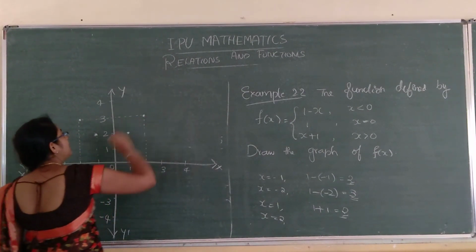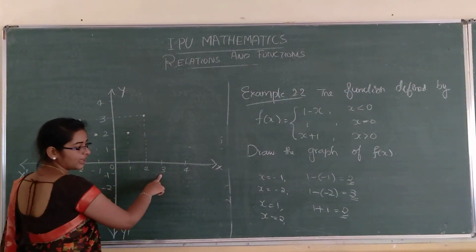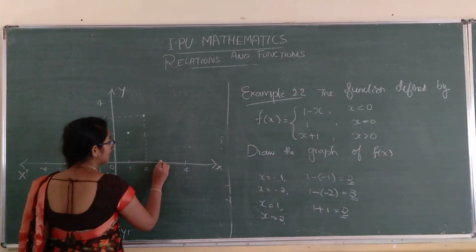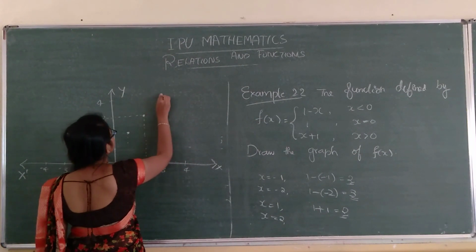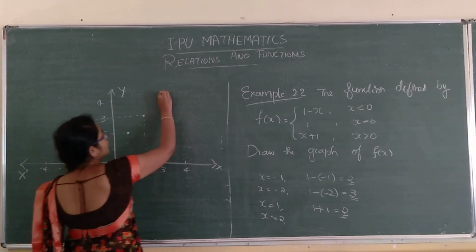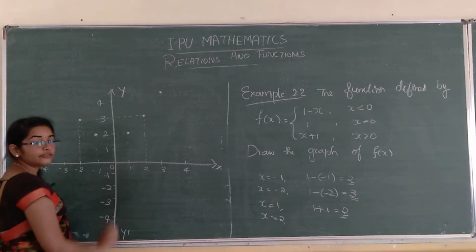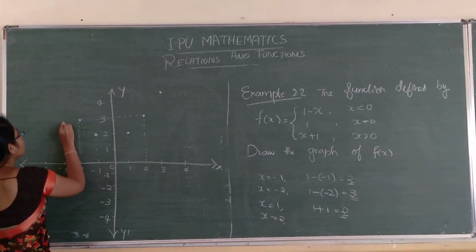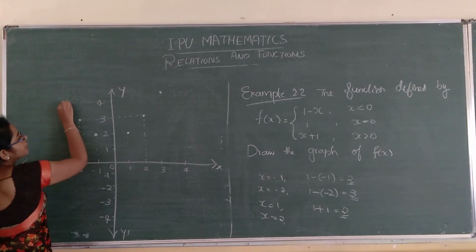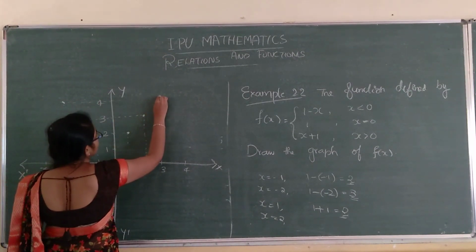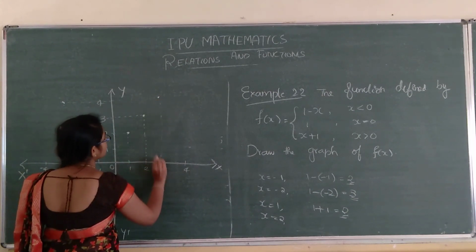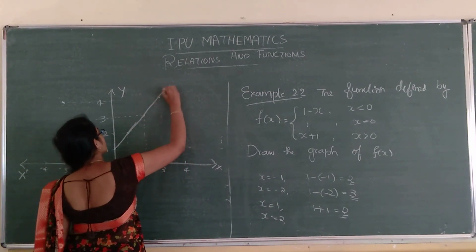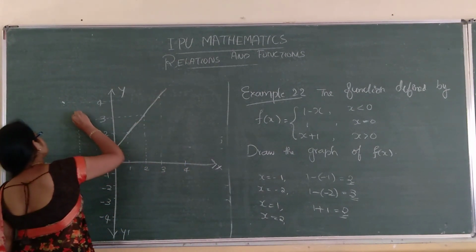So by joining the points, what do we get? For x equal to 3, 3 plus 1, 4 is the value. So here I will get the next point. And from x equal to minus 3, 1 minus minus 3, that is 4. So here I will get the next point. By joining the points, I will get the graph of the given f of x.